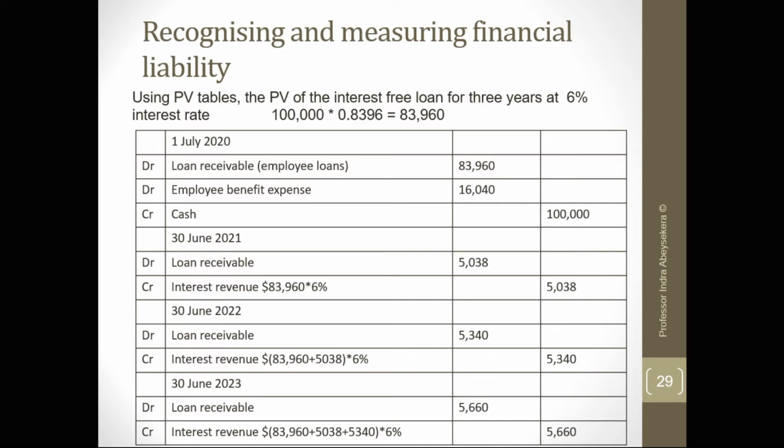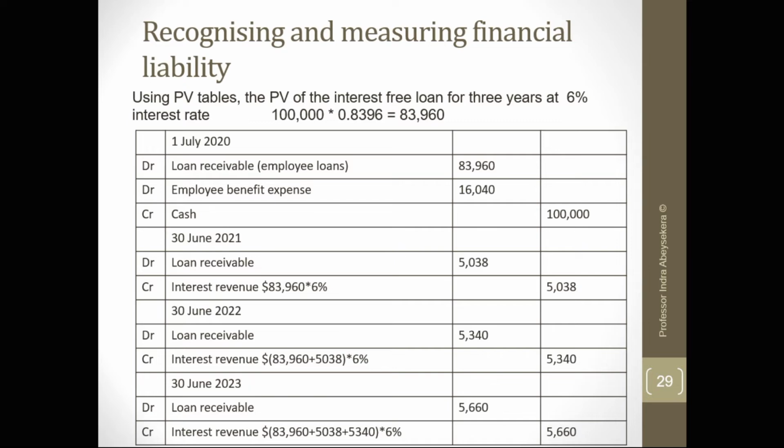In the subsequent period, although it's an interest-free loan, the company is supposed to receive an interest income based on the outstanding loan value. So that's 83,960 at 6%, and that amount becomes the loan receivable. So the loan receivable, which is recorded as 83,960, now tops up with every year.